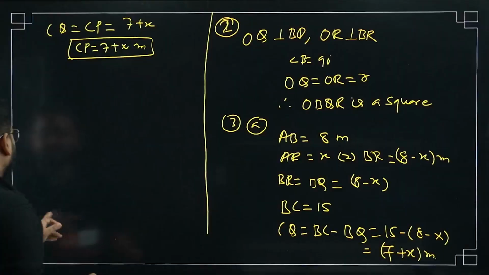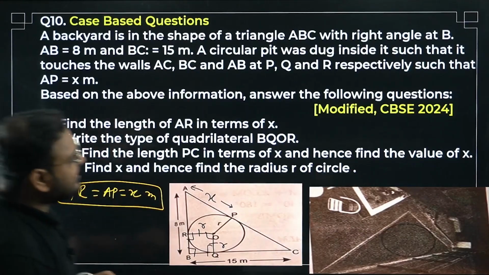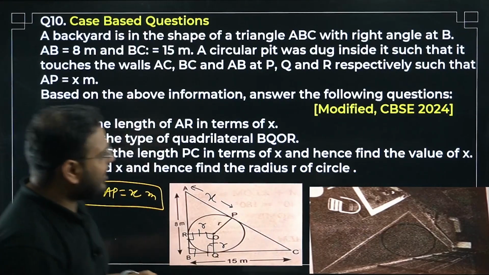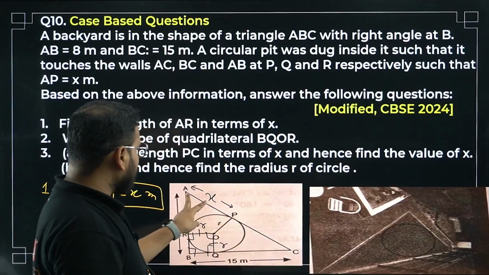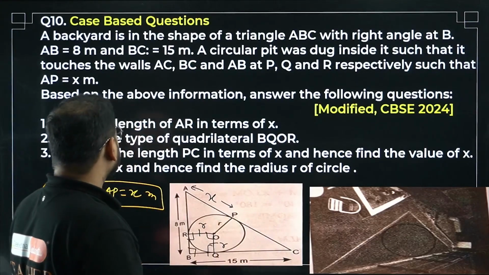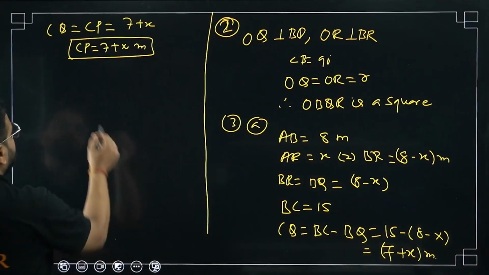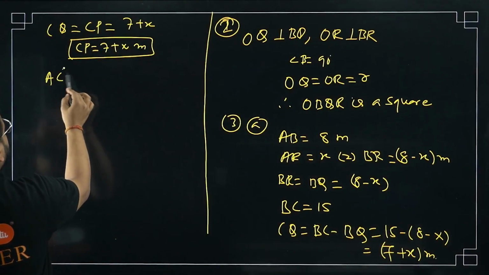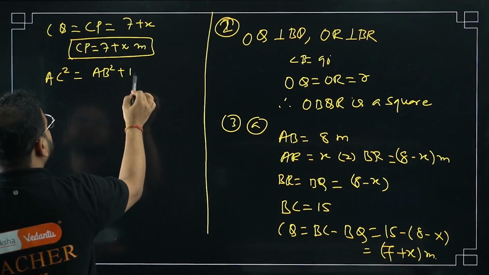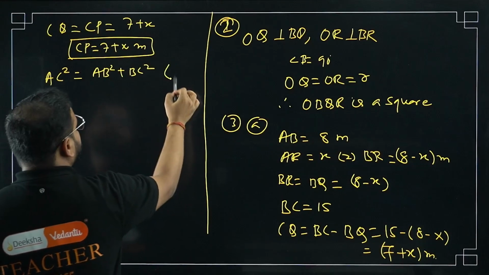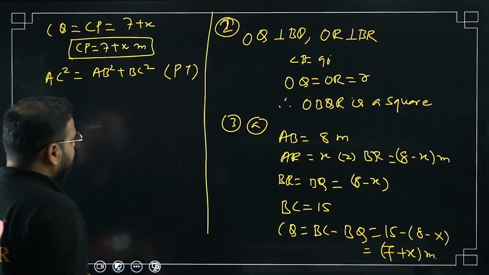What are they asking in 3-part A? Hence find the value of x. We know one more thing, CP plus AP will be AC. And what is the AC value? AC square equals AB square plus BC square. Pythagoras theorem. Please check Pythagoras theorem.